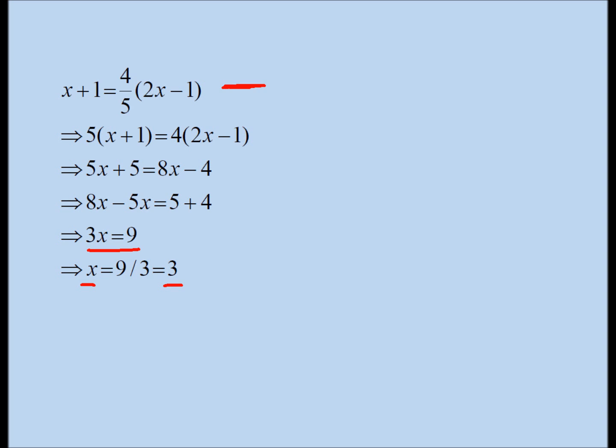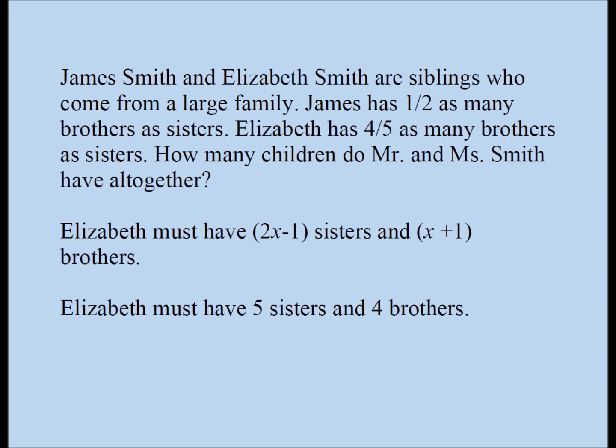So x is 3. Now I'm going to go back and look at my variables and see if I can determine my final answer. So here's the question. Remember from the previous slide, x is 3, and I'm going to just choose this set of variables here. Elizabeth must have 2x minus 1 sisters and x plus 1 brothers. And if x is 3, she has 4 brothers. If x is 3, she has 6 minus 1, 5 sisters.